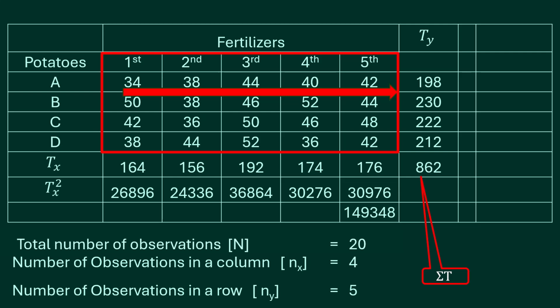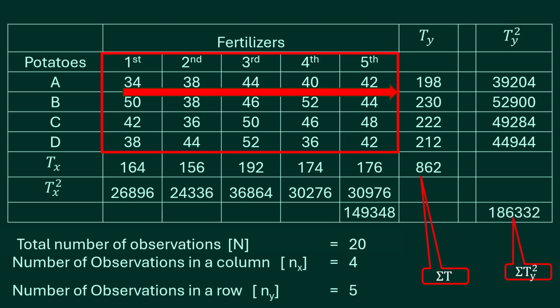Calculate square of these totals, ty squared. They are 39,204, 52,900, 49,284 and 44,944. Calculate its grand total, sigma ty squared. It is 1,86,332. Let us state the hypothesis.